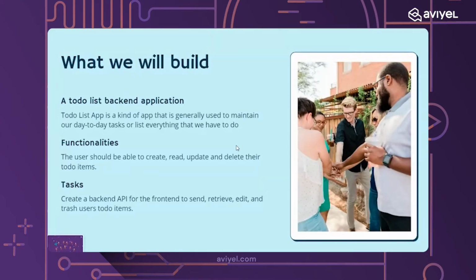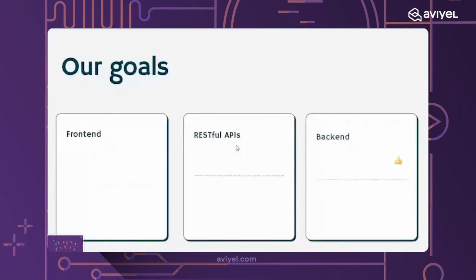So we can use the HTTP methods, and we can use the methods that we talked about, updating, puts. We can also make use of them here. So this is like an FRD of what we are going to be building. So what is our task as a backend developer right now? Our task is to create a backend API for the front end to send, retrieve, edit, and trash users' to-do items. Okay, so that's what we are going to be doing today.